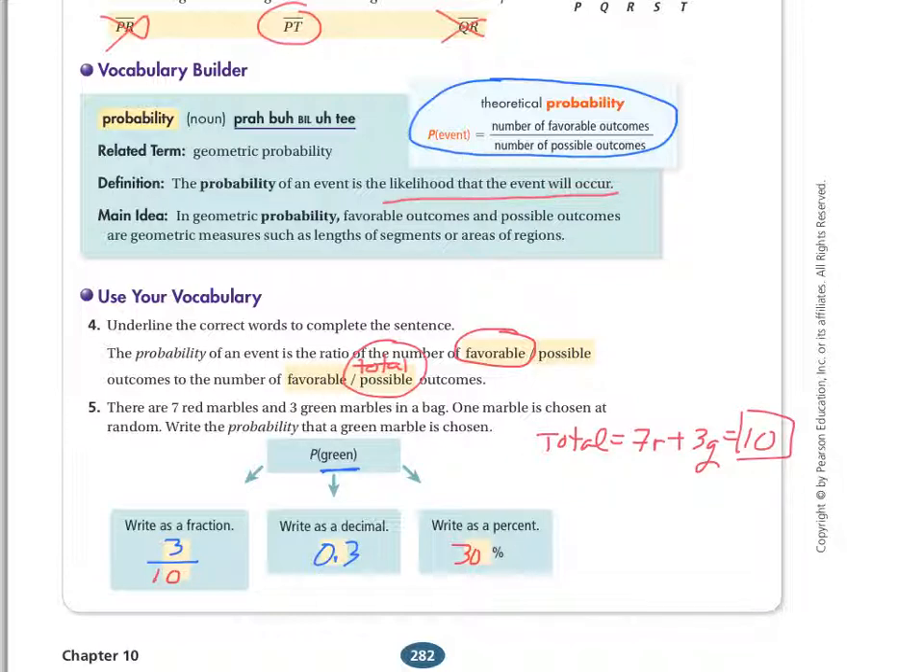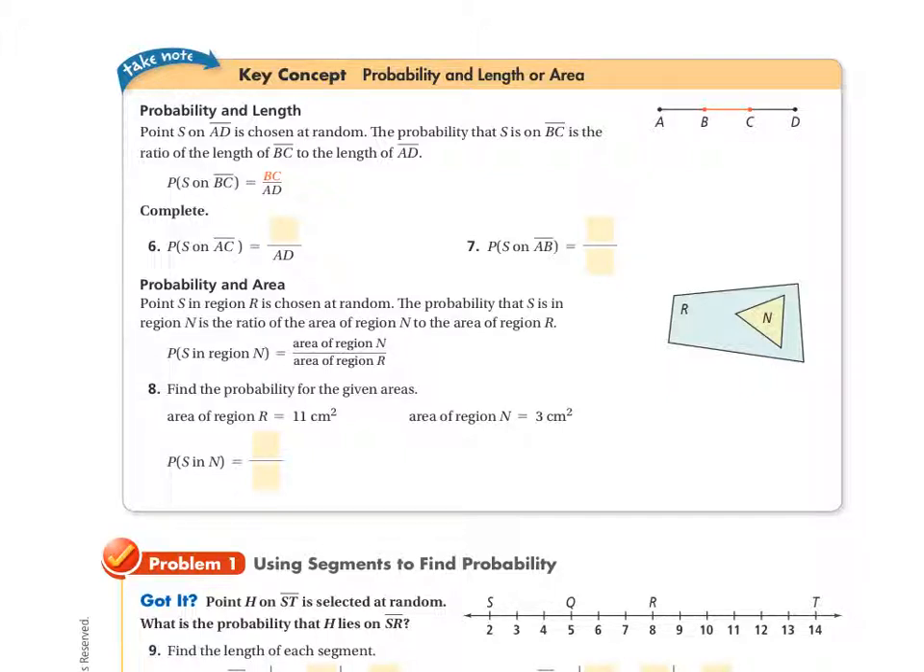All right, so look at the next page. Key concept, probability and length. So we're going to look at a number line right here, and we're going to find what is the probability that you would select a point that is in between BC on this line segment from A to D. So this is a distance over a total possible distance. And so right here is favorable over total. So our favorable distance is the BC. Our total distance is from A to D.